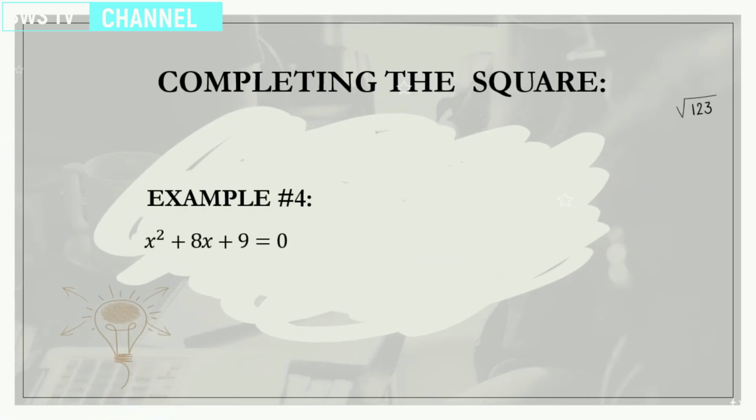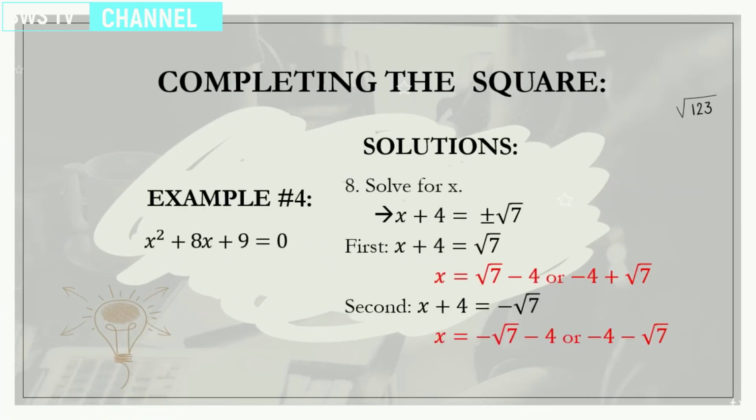Second to the last step, that will be solve for x. So transfer 4 to the other side, so that will be x is equal to square root of 7 minus 4, or negative 4 plus square root of 7. Then we have the second, x plus 4 is equal to negative square root of 7. Then final answer, x is equal to negative square root of 7 minus 4, or negative 4 minus square root of 7. So again, you can rearrange as long as the way you rearrange is also correct.